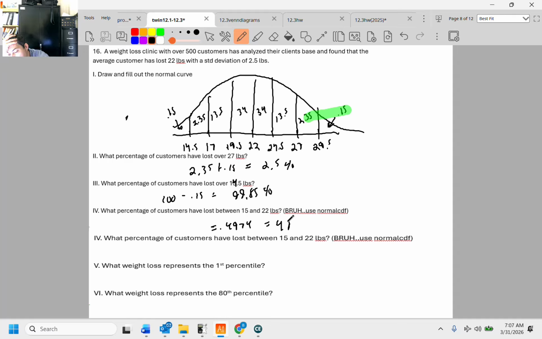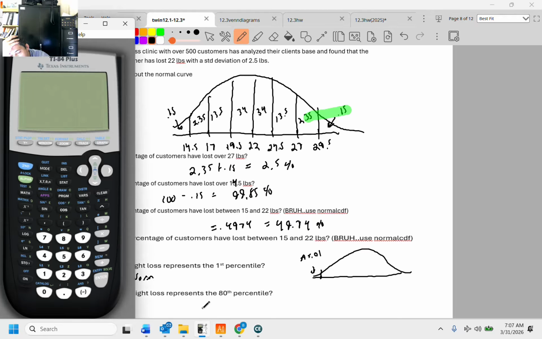Which is 49.74%. Oops, wrong spot. No, right spot. For some reason, I double copied that one. What weight loss represents the first percentile? So the first percentile is the area under the curve where the area is 0.01. This is good old inverse norm. Remember her? And we're going to do a left tail here.